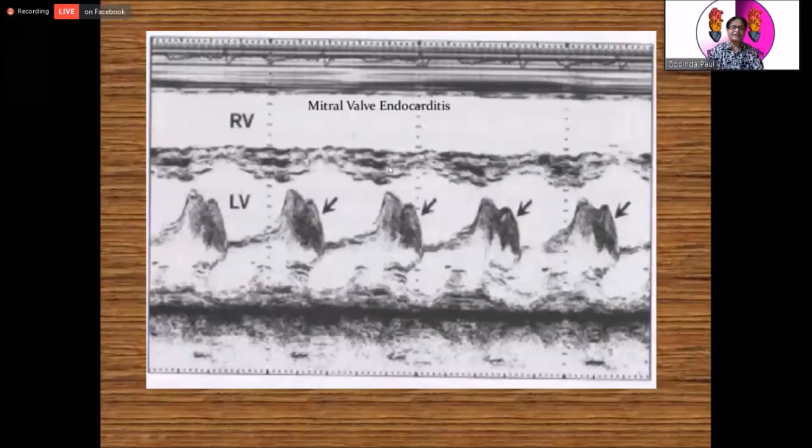We can assess and diagnose by M-mode mitral valve vegetation, or any valve vegetation, aortic valve vegetation by M-mode. Here also there is a vegetation, but it looks like an LA mass. It is one of the differential diagnoses. But here actually it is mitral valve endocarditis with vegetation behind the AML.